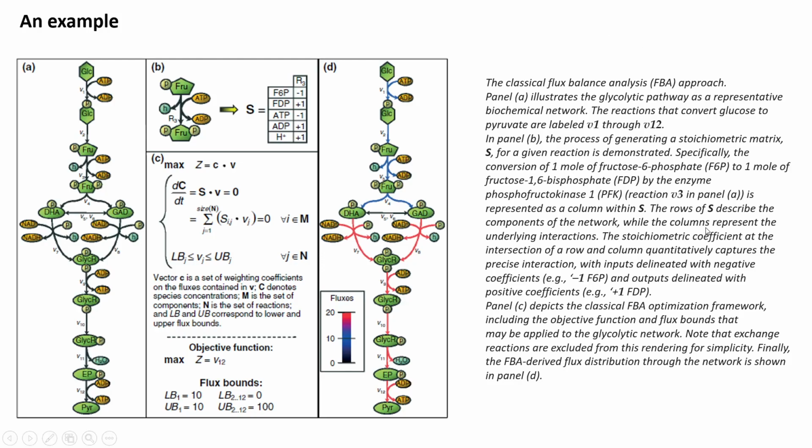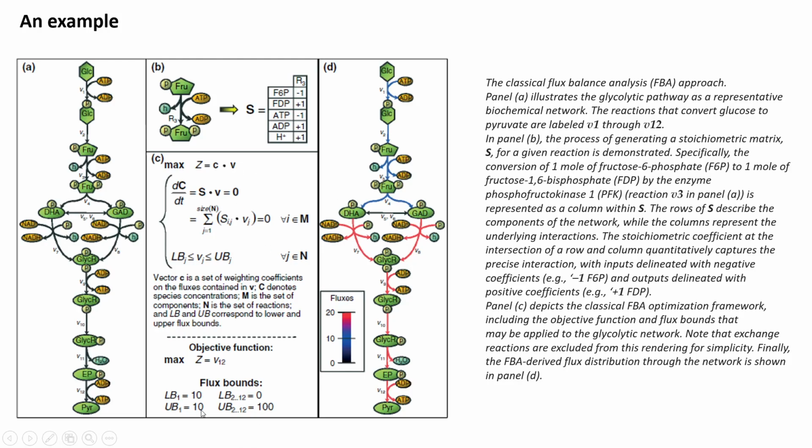Now the rows of S will describe the components of the network, while the columns will represent the underlying interactions, how they're getting formed or degraded. The stoichiometric coefficients at the intersection of a row and column quantitatively capture the precise interaction, with inputs delineated with negative coefficients and outputs delineated with positive coefficients. So basically, F6P fructose 6 phosphate is getting degraded and fructose 1,6 phosphate is getting formed. So plus one for FDP and minus one for F6P.